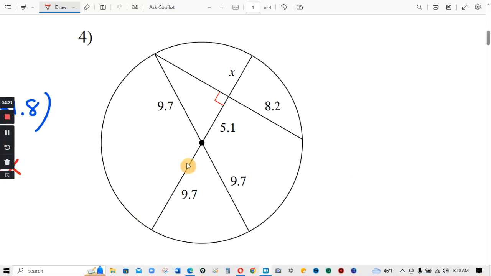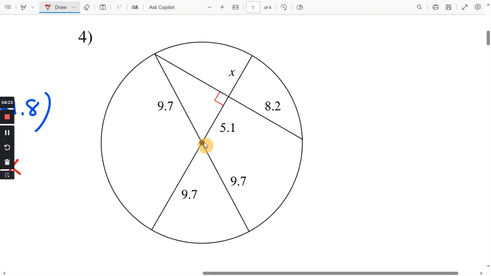Number 4, light work. This is the center right here. So this line segment, that is a radius. And if you look at this line segment that contains the x, that is also a radius. So you have x plus 5.1 right here, and that equals the radius, 9.7. x plus 5.1 equals 9.7.